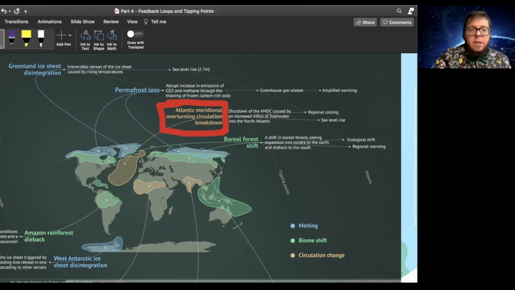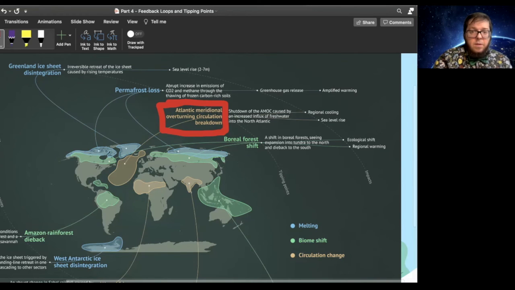Other ones that are listed here, Greenland ice sheet disintegration or permafrost loss. So these two are of a kind, right? This is once you melt it, it's very hard to refreeze it. Kind of a tipping point, right? Once you melt it, stopping your CO2 emissions are not going to make the ice climb back up on the shelf and refreeze itself.